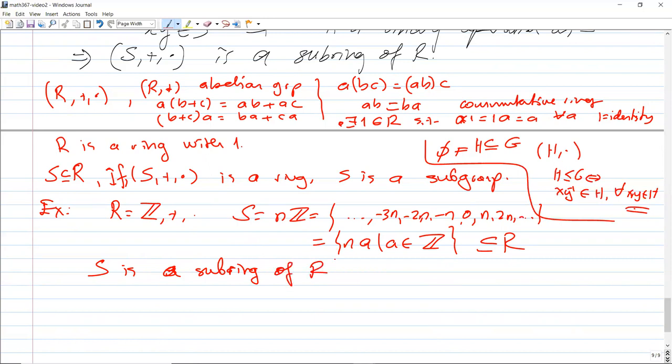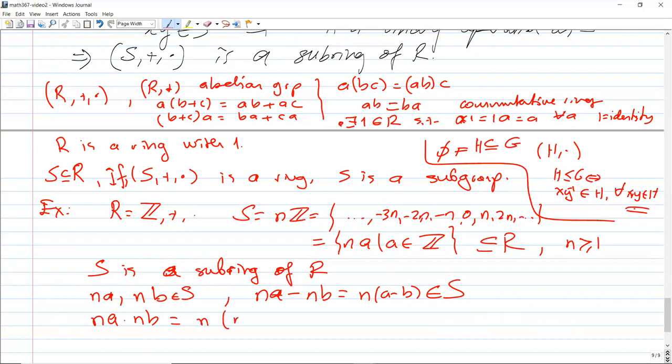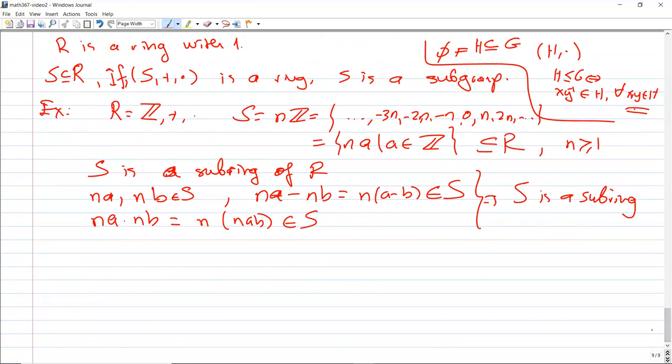S is a subring of R. It is non-empty, and let's check the conditions. Let's take two elements in S, which should be multiples of n, where n is an integer greater than or equal to one. Say na and nb are in S, then we look at their difference: na minus nb is n times (a minus b), a multiple of n, so by definition it is in S. Also the product, na times nb, we can write as n times nab, a multiple of n again, so this is inside S. Therefore S is a subring.